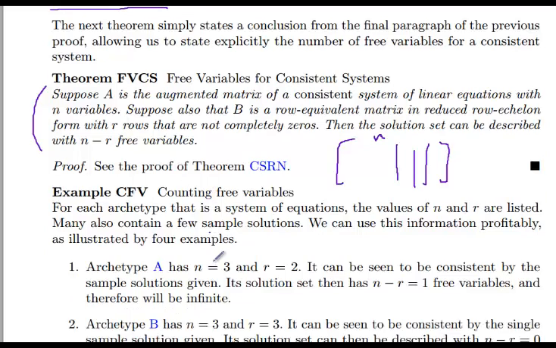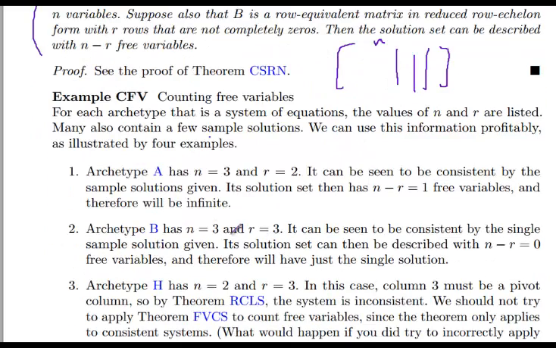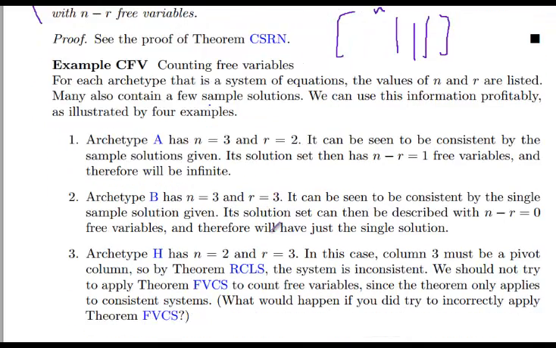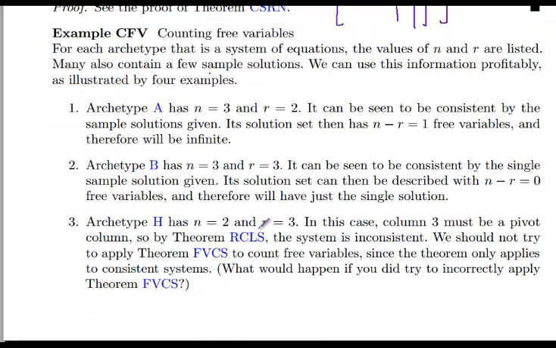Okay, so here are some examples. n equals 3, R equals 2; n equals 3, R equals 3; n equals 2, R equals 3. Now this case seems kind of strange because R is bigger than n, but remember, this is possible if the last column, the constant column, is a pivot column. In that case the system is inconsistent, so we don't think about free variables. You can't have a free variable for an inconsistent system.